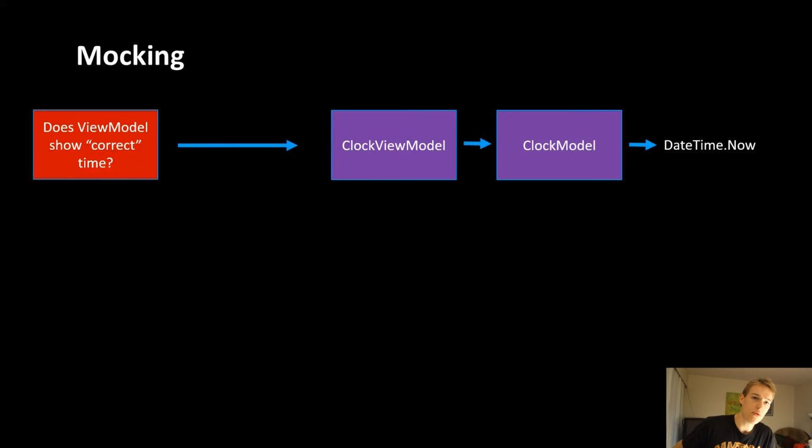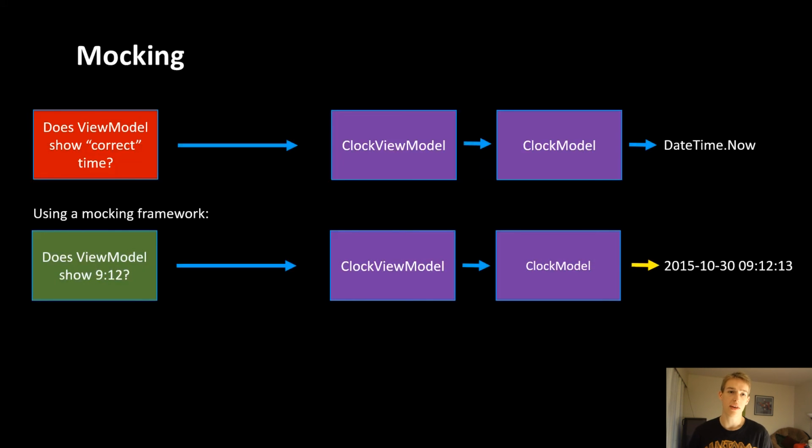What does it mean that the view model shows correct time? In our current implementation, clock view model shows the current time of the system, which changes every second. That's where mocking comes in. We can mock a clock model and make it return a very specific time whenever any piece of code accesses the current time property. For example, we can make this clock model always return 2015, 10, 30, 9, 12, 13.